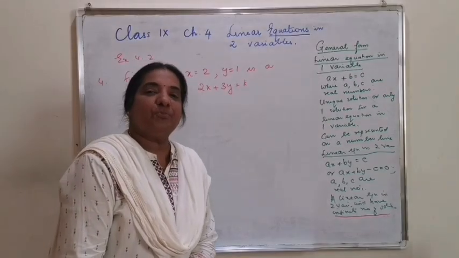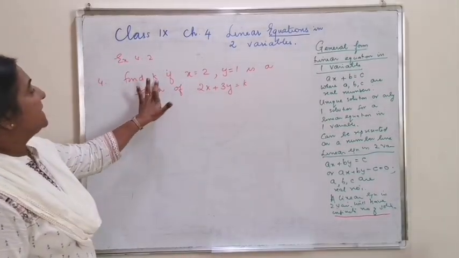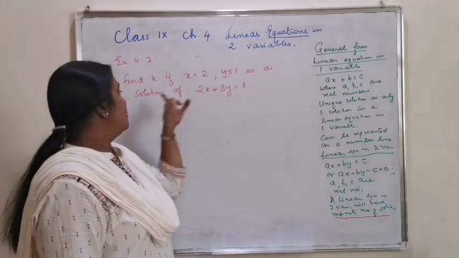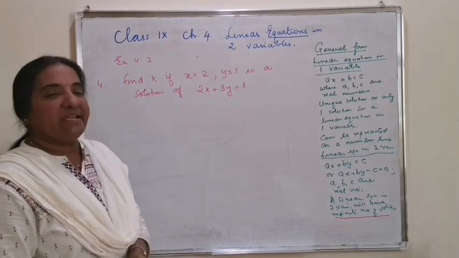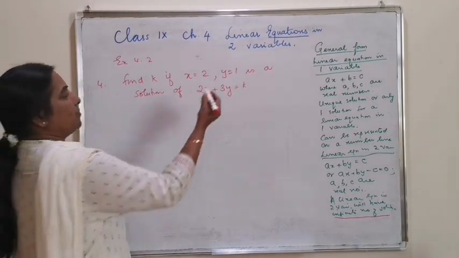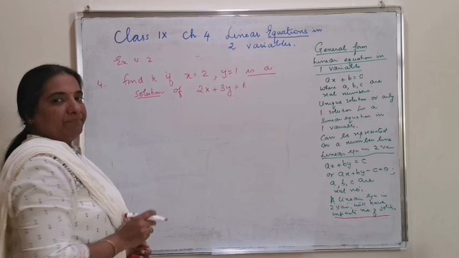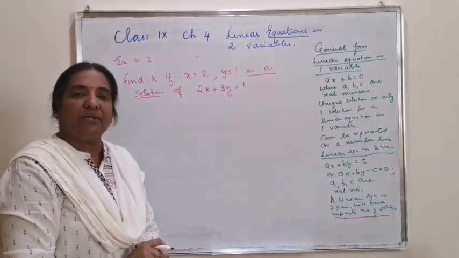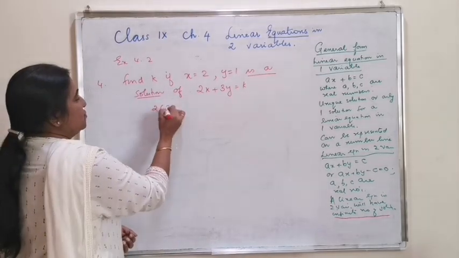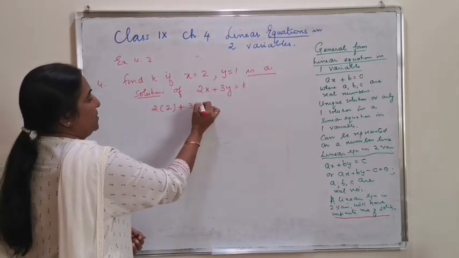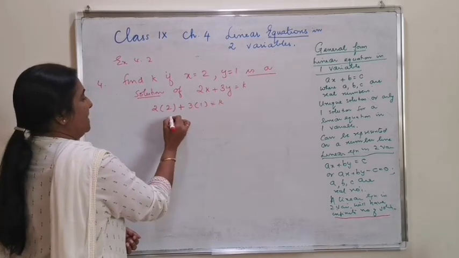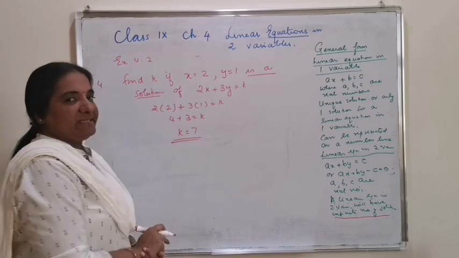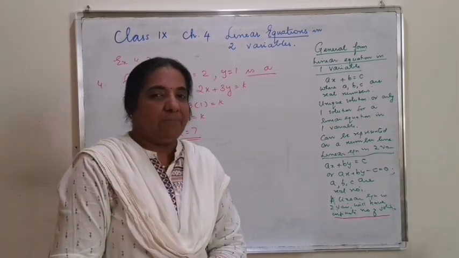Fourth question in exercise 4.2. Find k if x equal to 2, y equal to 1 is a solution of 2x plus 3y is equal to k. So they already told you that it is a solution. So you can substitute the value of x as 2 and y as 1 and get the value of k. That is 2 into 2 plus 3 into 1 is equal to k. 4 plus 3 is equal to k, or the value of k is 7. This can be asked as a 1 mark question.